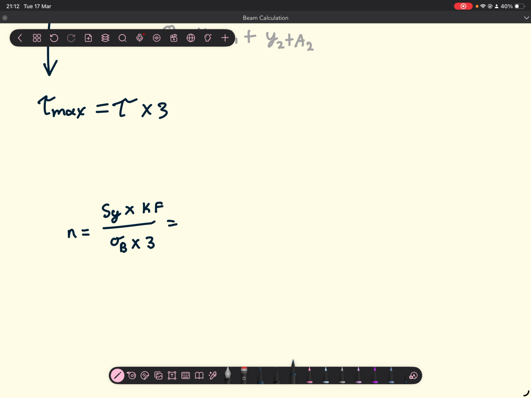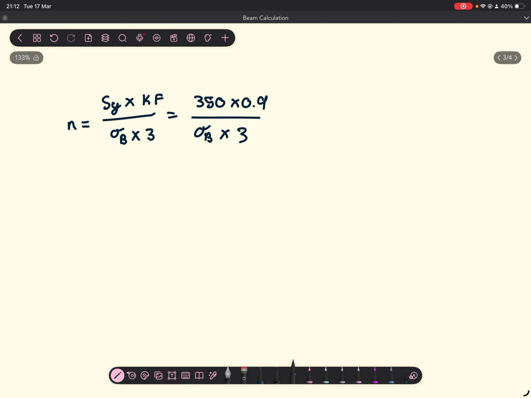So this is going to be 350 times 0.9 times whatever you get for this value here. So that times 3. And then for your shear stress, your safety factor for shear stress is going to be a bit different.